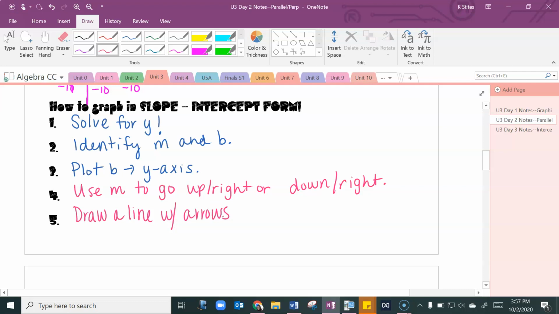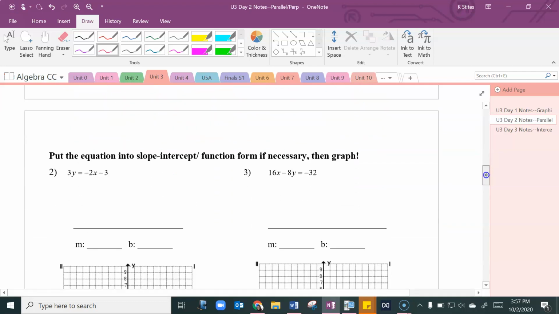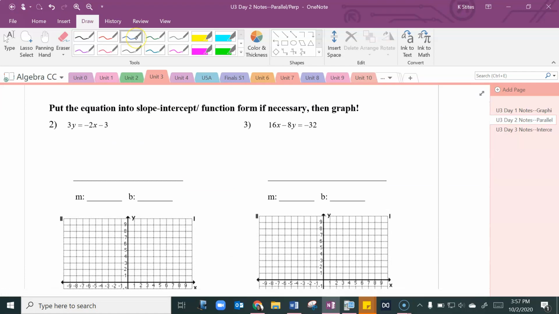All right, so let's do 2 of those. Put the equation into slope-intercept form or function form if necessary, then graph. Well, slope-intercept form is when y is solved for. Neither of these are solved for y, so we will have to solve for y for both. All right, so first step, to get y by itself in this problem, we do need to divide by 3. All right, and then I'll simplify. y equals -2/3 x. That will not simplify. -3 divided by 3 is -1. All right, so I've solved for y.